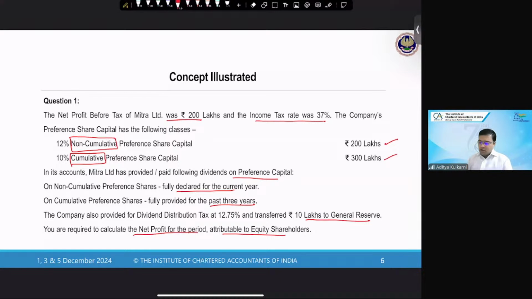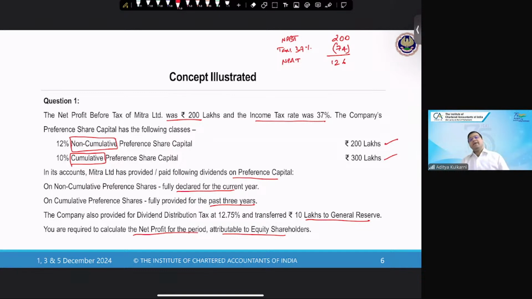Okay. So what is your net profit before tax? Your net profit before tax is 200. Correct? What is your tax rate? 37%. So 37% means 74. So 200 minus 74 comes to 126. This is your net profit after tax. Now, is this net profit after tax attributable to those shareholders who are the most subordinate to all other categories of shares? Answer is no.